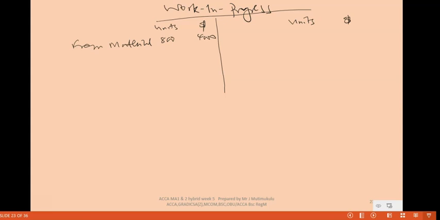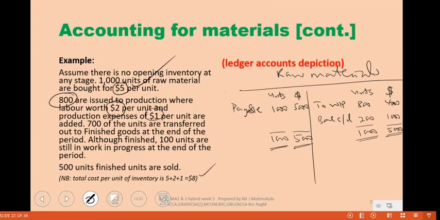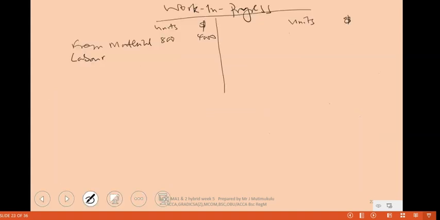In the work in progress account, this is a production account. We make use of materials, we make use of labor, and whatever overhead that we are going to incur. So we have to debit this account with the labor cost, and we are told in the question that we incurred labor at $2 per unit. So the units are 800. So 800 multiplied by 2, that is 1,600.